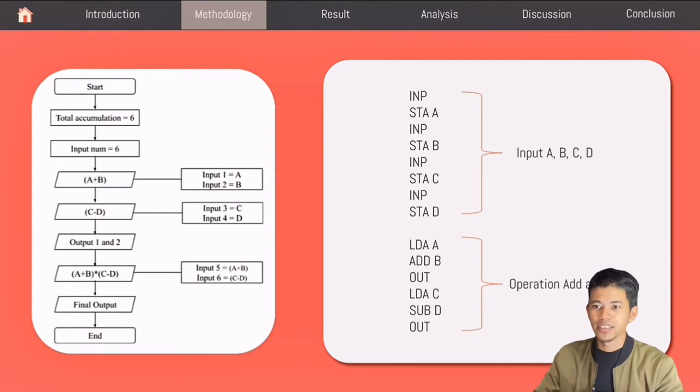Continuing on the coding, label number 1 is the input for A, B, C and D, which uses the functions INP and STA for storing content to the mailbox of the given address. Number 2 here is the operation for add and subtraction using the function LDA, load, followed by the function ADD. The subtraction is similar to the add operation, but it uses the function SUB, and the OUT function. For every operation, it makes the system copy the value from the accumulator to the output box.